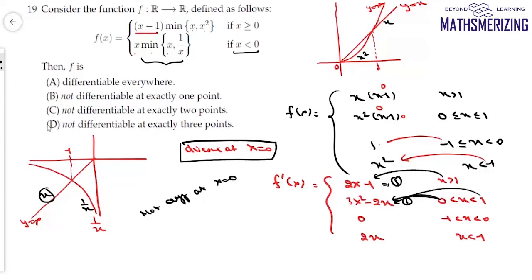Now what about minus 1? So at minus 1, right hand derivative is 0, left hand derivative is minus 2. So that means it is also not differentiable at x equal to minus 1. So this function is not differentiable at 0 and minus 1. So that means the answer to this question is not differentiable at exactly 2 points.